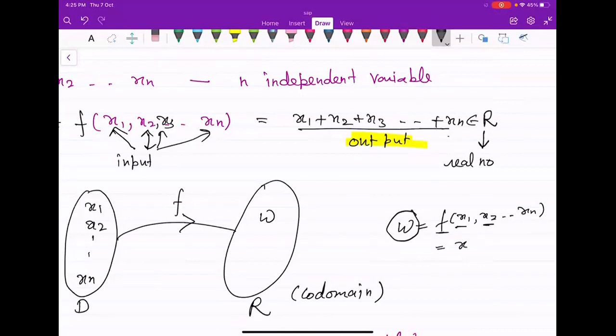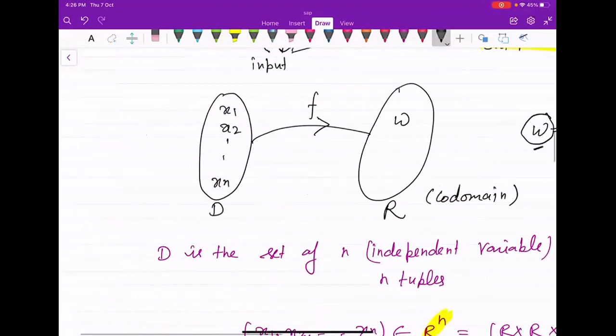So this W is the output that we are getting, and this W belongs to R. We are just explaining that f is a function that gives a real value W by taking input x1, x2 up to xn. So f is a function related to D and R, where D is the domain containing n elements, and R contains one output, and W belongs to R. R is the set of real numbers. Understand?